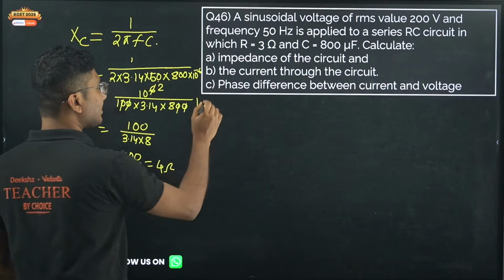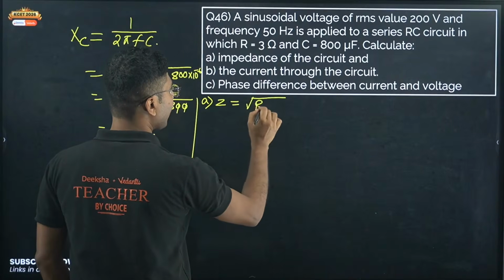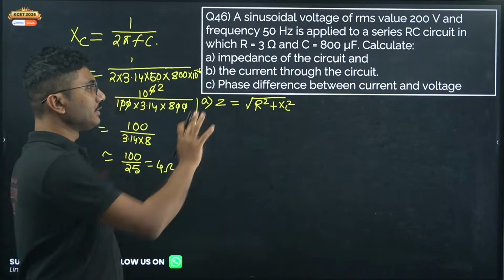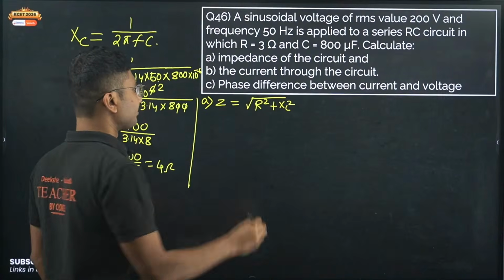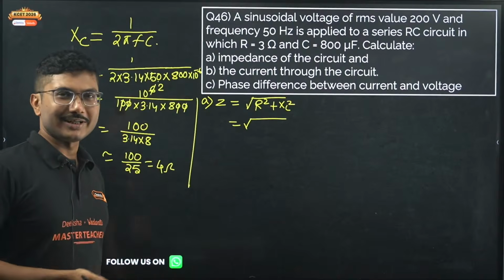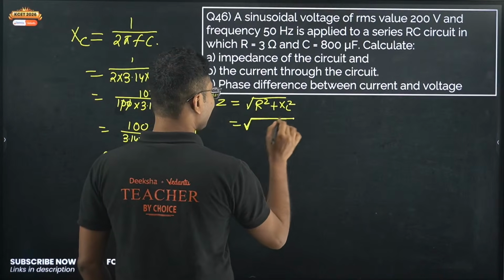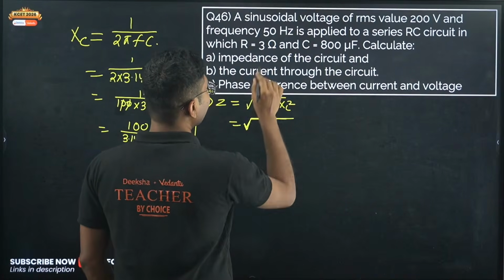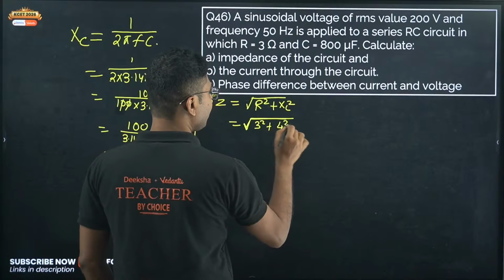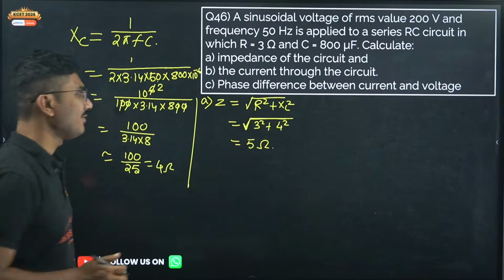So what is the impedance? Part A, impedance Z equals square root of R square plus XC square. XL is not there, XL is 0, simply R square plus XC square. So in case you see an RC or RL based question, you should consider yourself lucky, you don't have to do one extra step. Now R is 3 ohm and XC is 4 ohm, so it will be 5 ohm. So the impedance of the circuit is 5 ohm.